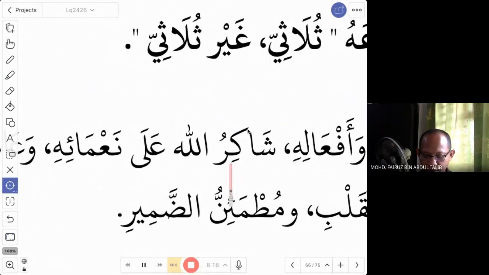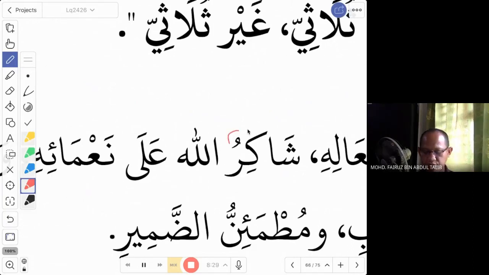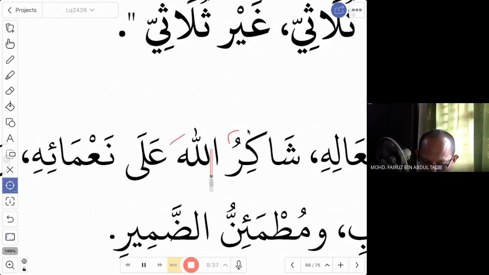Shakirun. This is another isim fa'il, because of the wazan fa'ilun. Shakirun, we put a dhamma, we put a tanwin. Shakirunillah. Here, how do you connect this word and the word Allah? Because here you have a tanwin, and after that is an alif. So what do we do? We cannot simply join shakirun. No, you cannot join that.